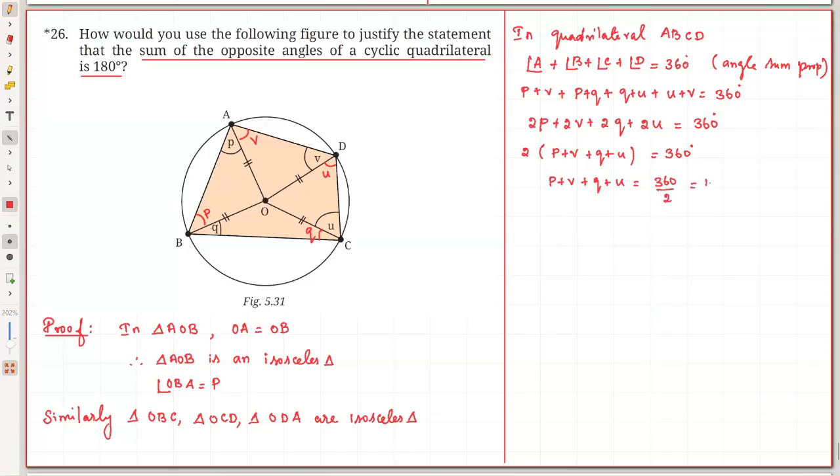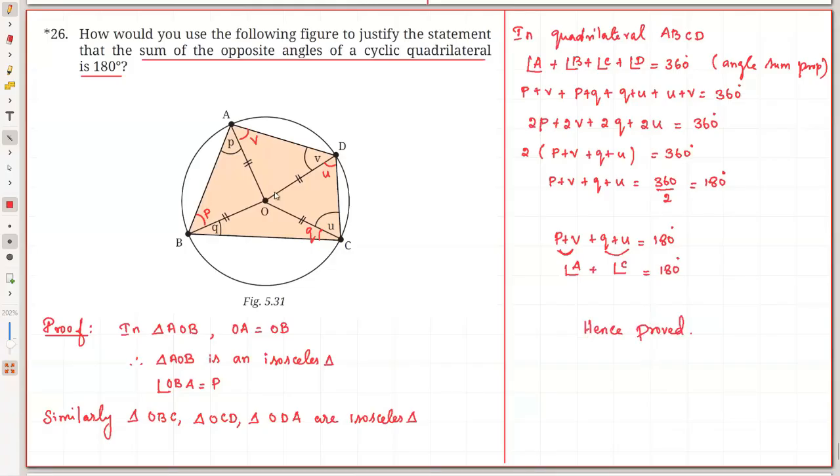360 divided by 2 is 180. That means P plus V plus Q plus U is equal to 180 degrees. So actually we have to prove the sum of the opposite angles of a cyclic quadrilateral is 180. So P plus V we can write as angle A, plus Q plus U, that is angle C, is equal to 180 degrees. So the sum of two opposite angles in a cyclic quadrilateral is 180 degrees. Hence proved.